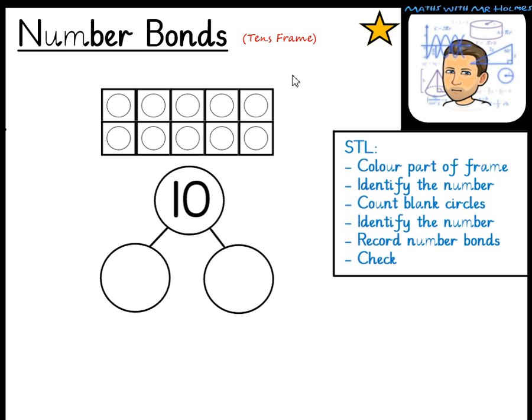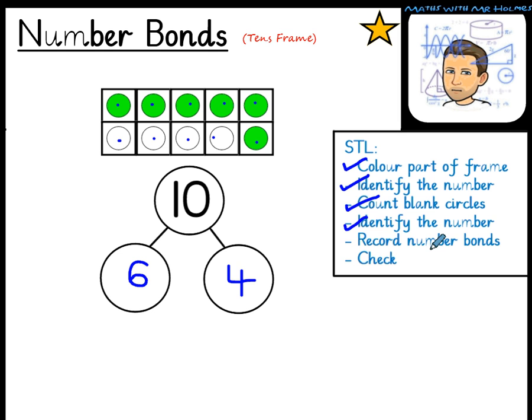This time I have a bit of a challenge for you. We'll go ahead and colour part of our frame. Let's choose a different number. Let's identify the number. 1, 2, 3, 4, 5, 6, and write that in our whole part model. Count the blank circles. 1, 2, 3, 4. Identify the number and write it in our whole part model.